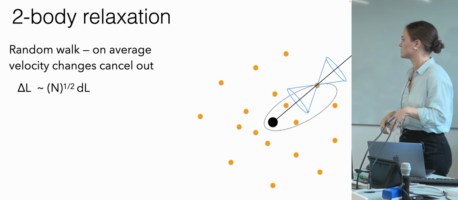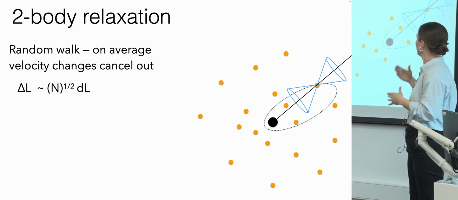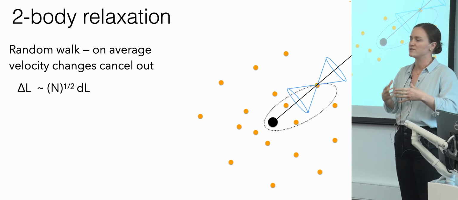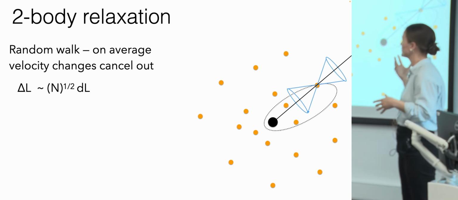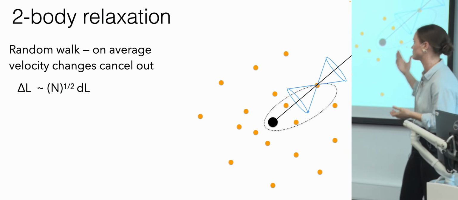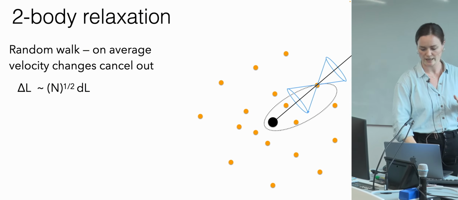And so how do stars actually move into this loss cone? Well, if we're talking about a classic spherical potential, we think most of the rate probably just comes from two-body relaxation, so a random walk process. On average, velocity changes are going to cancel out.